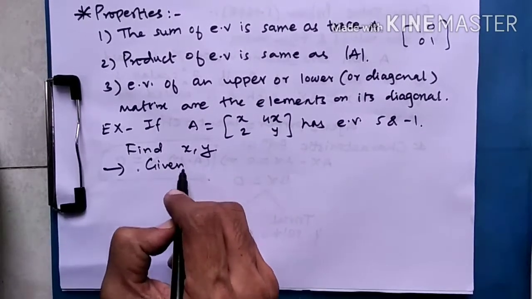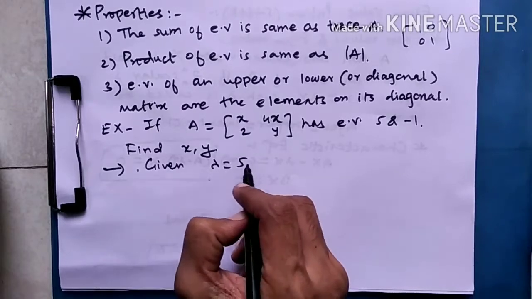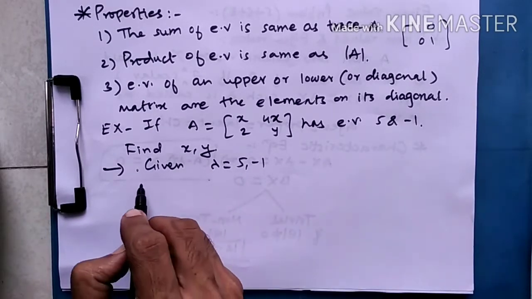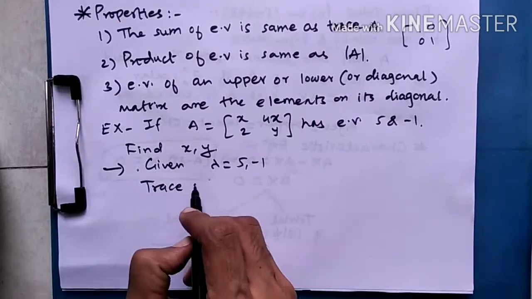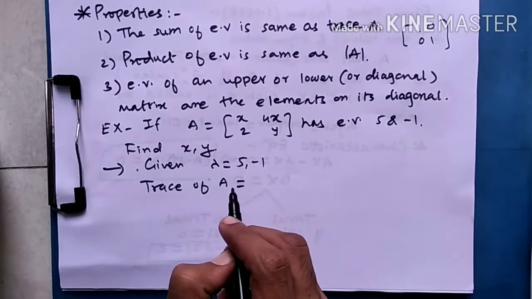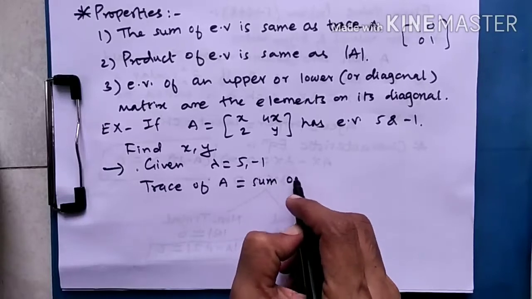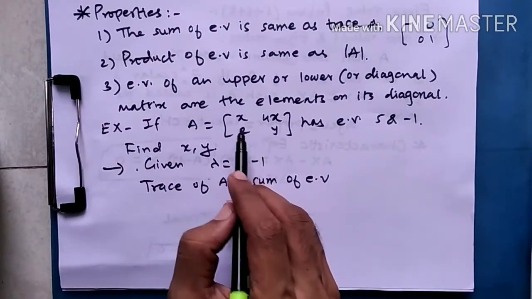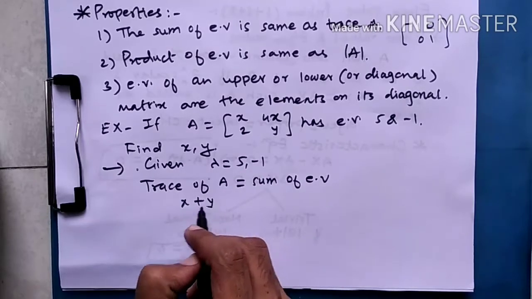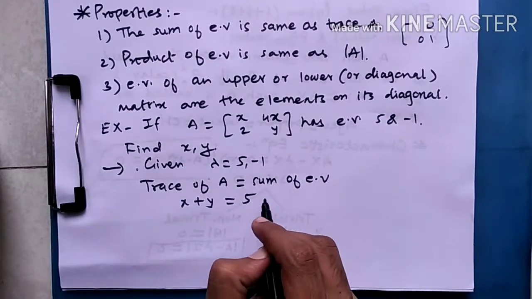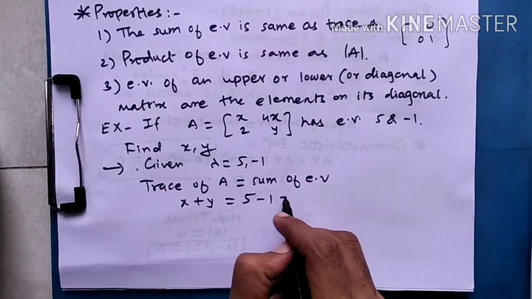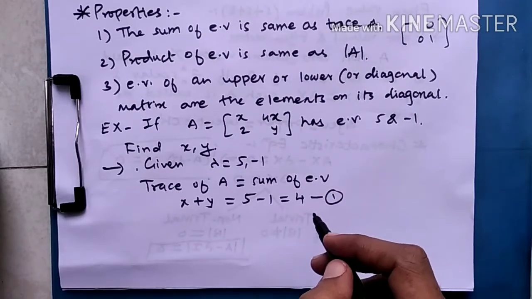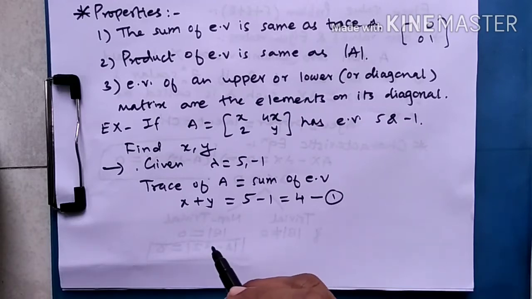Let us write the given thing. Eigenvalues of given matrix are 5 and -1. Now we know that trace of the matrix is same as sum of eigenvalues. So trace of matrix means sum of diagonal elements, that is x plus y, and sum of eigenvalues will be 5 plus -1, that is 4. So we got one equation here, x plus y equals 4.